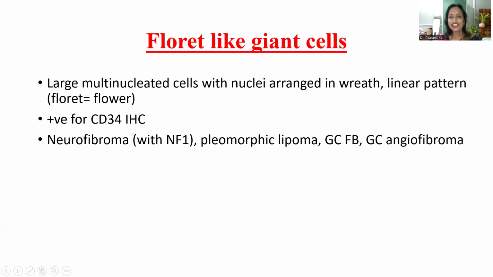So students, we have almost finished all the types of giant cells. Now, before finishing, I must tell you about this one, which may come in your MCQ exams. These are known as floret-like giant cells or floret cells. As the name indicates, floret means flower. So these cells look like flowers with the nuclei arranged in a wreath-like pattern or in a linear pattern. These are derived from the stromal cells. That's why they are known as multinucleated stromal cells, and they are found in the benign stromal or mesenchymal lesions. To name some of them: neurofibroma, pleomorphic lipoma, giant cell fibroblastoma, and giant cell angiofibroma. These cells can be diagnosed by seeing immunohistochemical positivity for CD34.